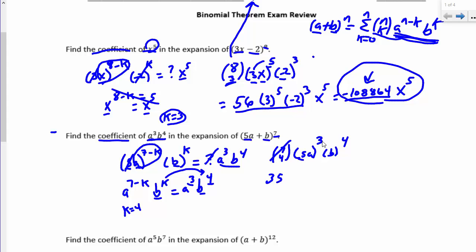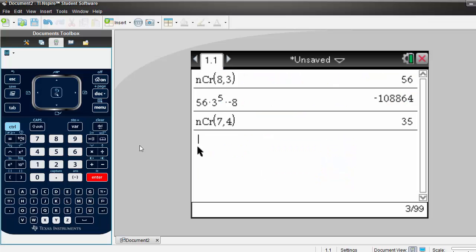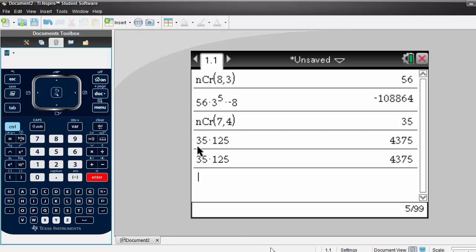And then now I have 5 to the power of 3. So we're going to multiply this by 5 to the power of 3. And then we'll have a to the power of 3 following that, and then b to the power of 4. So what I really just need to figure out is what this number is. What is 35 times 5 to the power of 3? 5 to the power of 3 is 125. So I'm just going to figure out what 35 times 125 is. And that's going to be 4,375.